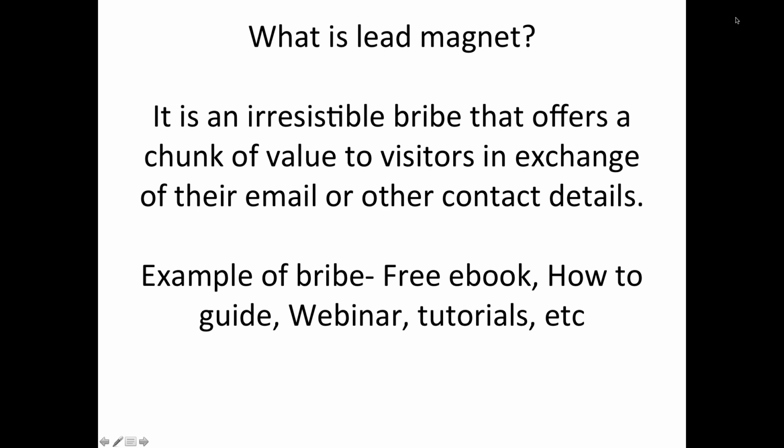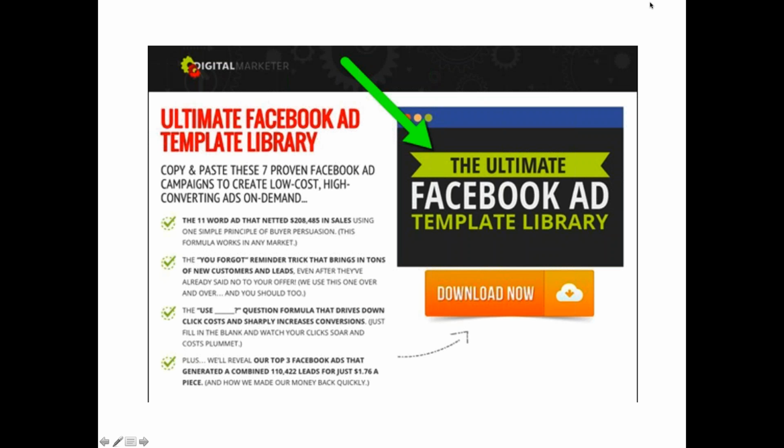Now, what kind of bribes do you think we can offer, guys? Well, here are some of the examples. We can offer them a free ebook, a how-to guide, a free webinar, tutorials, etc. So, here are some of the examples that I handpicked for this webinar today. The examples of lead magnets. In this example, when a visitor comes to the website, she will see that there's a Facebook ad template library on offer, and all she has to do is click on download now, and there would be an option to enter the email, and they would get this free Facebook template library.